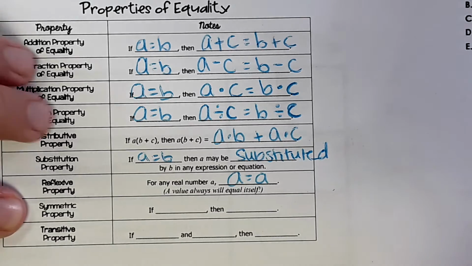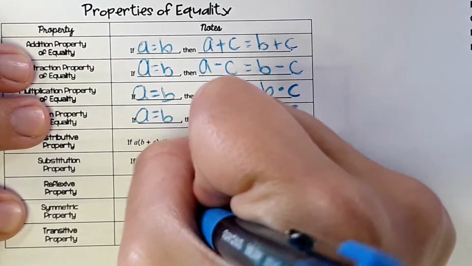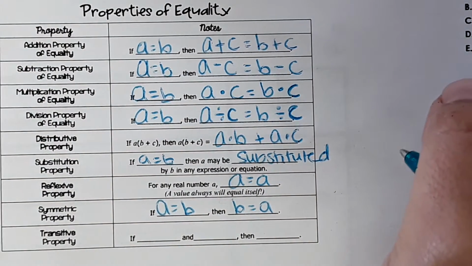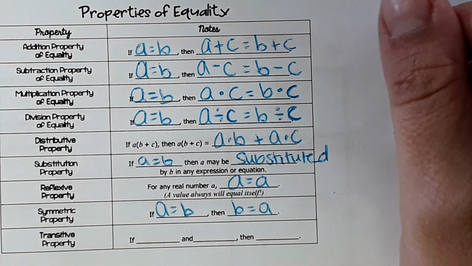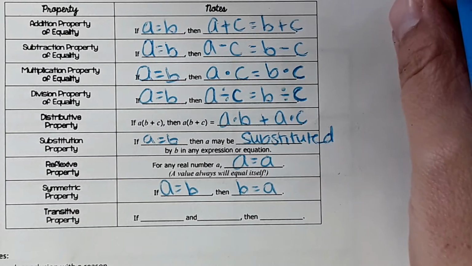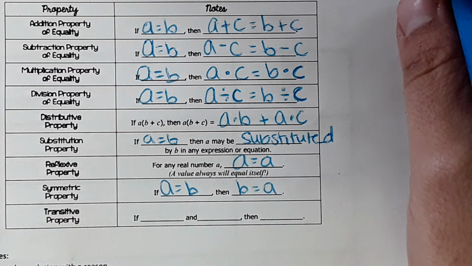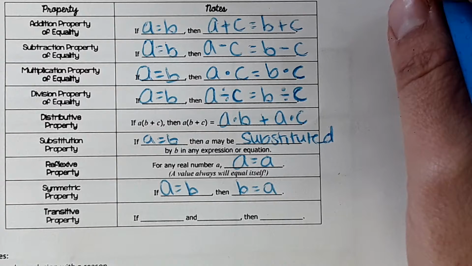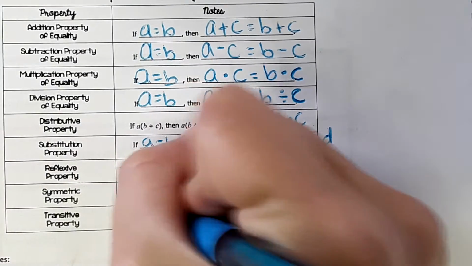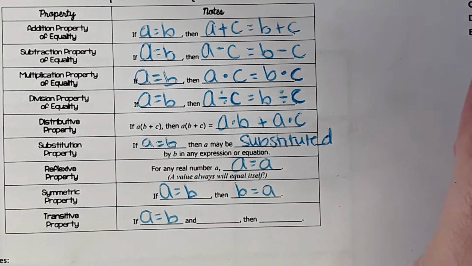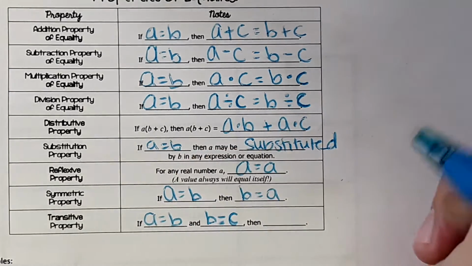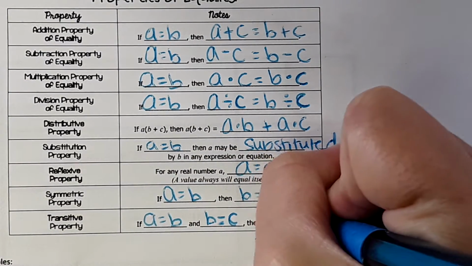And then symmetric property, this is A equals B, then B equals A. Kind of common sense there, but that's called symmetric. And last but not least, transitive. Transitive you will see a lot in geometry. I can guarantee you transitive will be on any assessment you take for geometry as well. Transitive is this. If A equals B and B equals C, then A must also equal C.